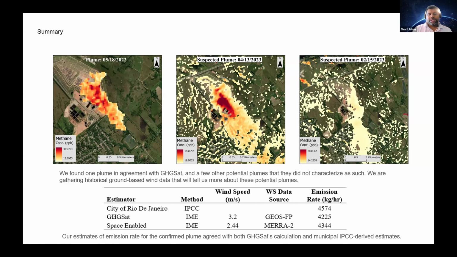But this GHGSat company found that the emission rate was 4,225 kilograms per hour, and our estimation was 4,344. So all these three observations are pretty similar, meaning that this data set might be useful for future estimation, to complement their estimation of greenhouse gas emissions using IPCC.